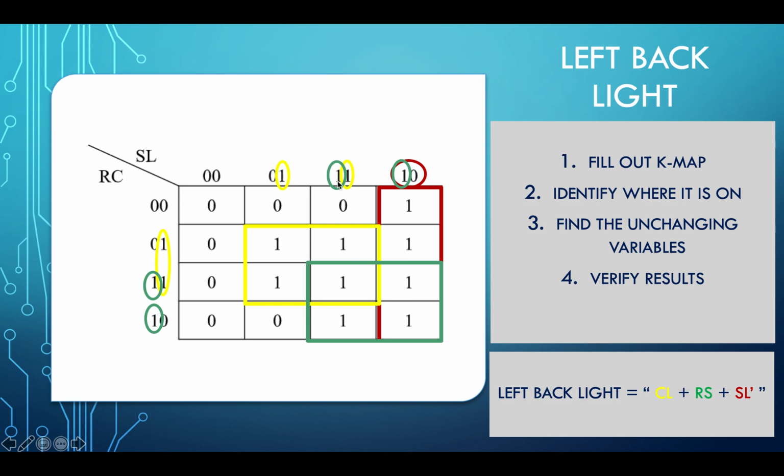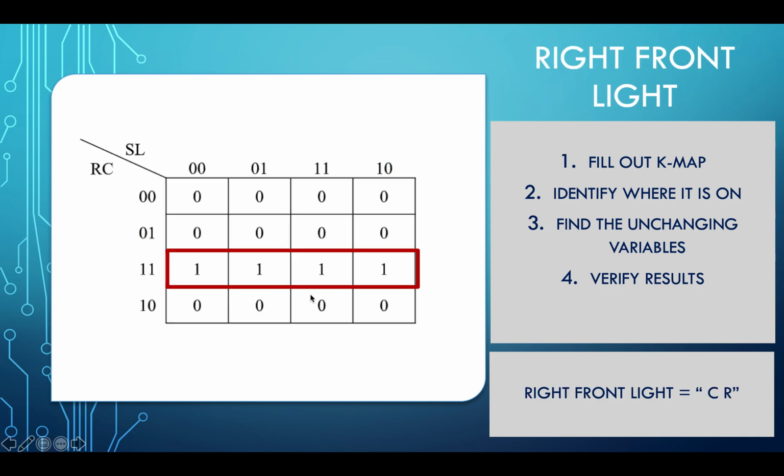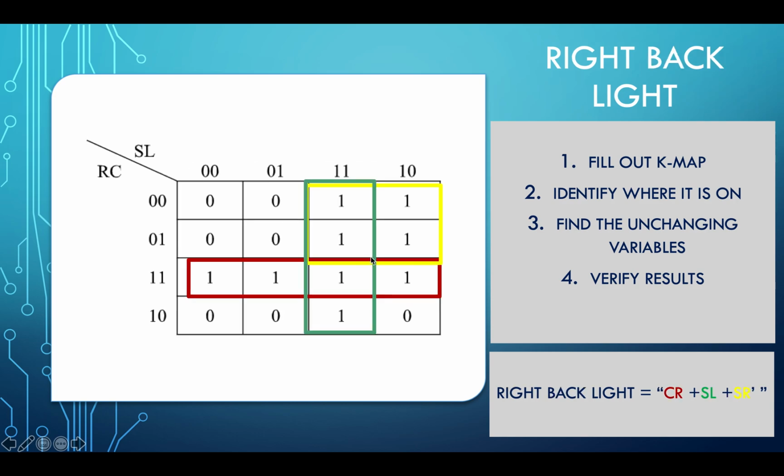In the green group, we can say that it's on when the stop signal and the right signal are on. Now, finally, in the red group, it's on when the stop is on and when the left is off. We can do the same with the other 2 K-maps. In this case, the right front light is going to be on when the clock is on and when the right is on. In the right back light, it's going to be on in these cases.